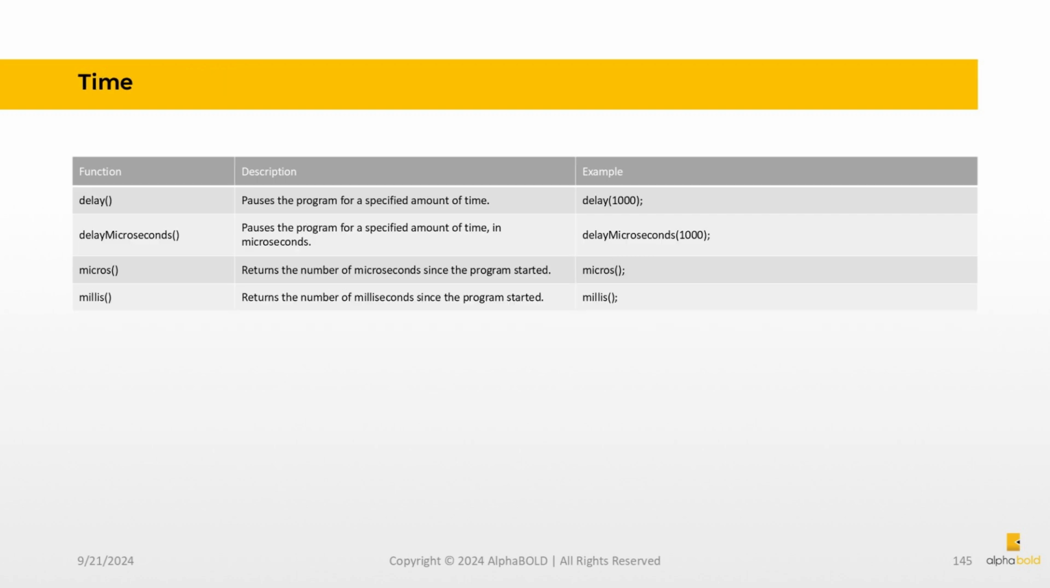Time-related functions are crucial for controlling the timing of events in a program. The delay function pauses program execution for a specified number of milliseconds, while delayMicroseconds provides finer-grained delays in microseconds.